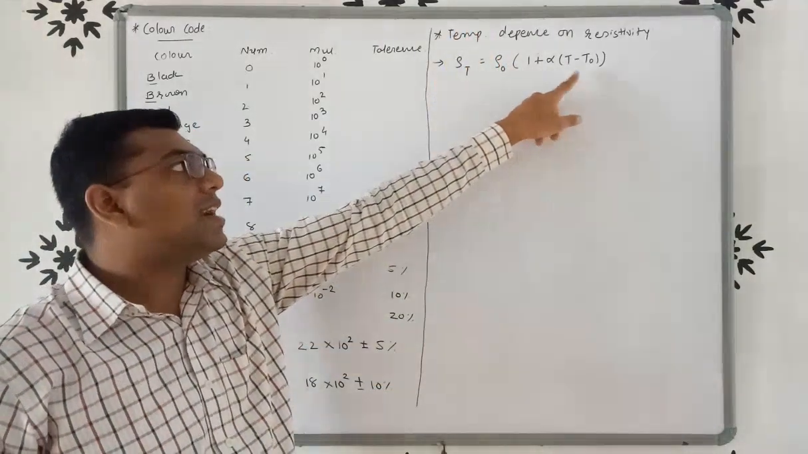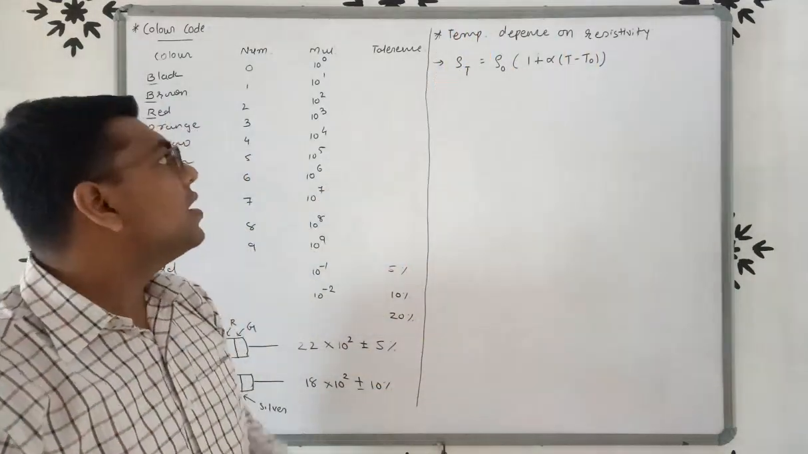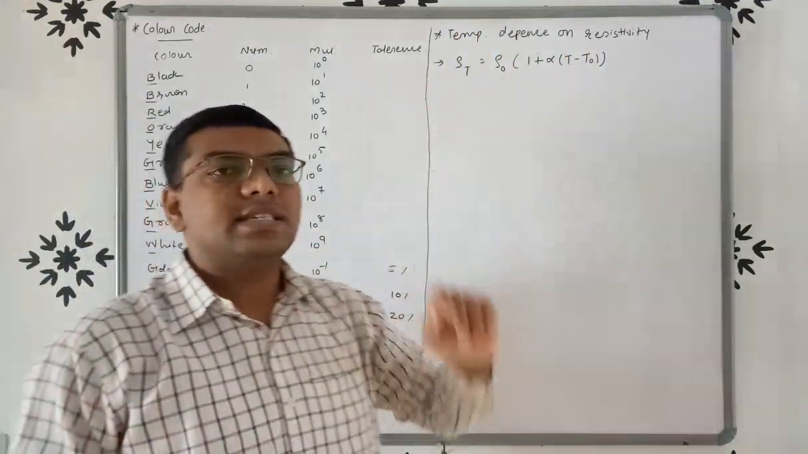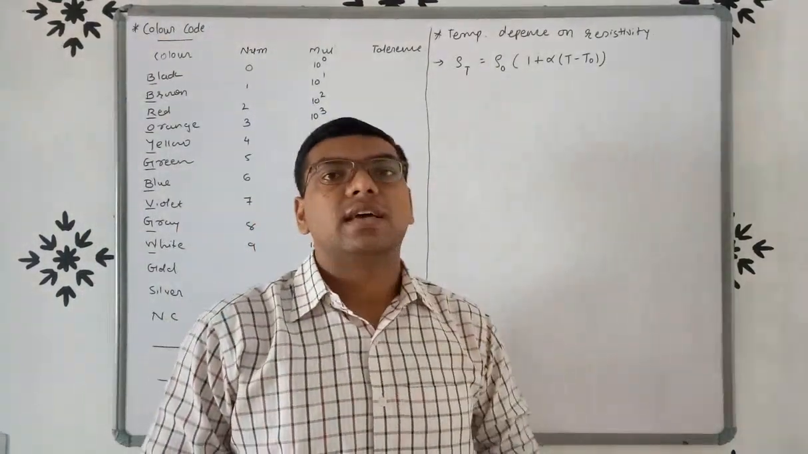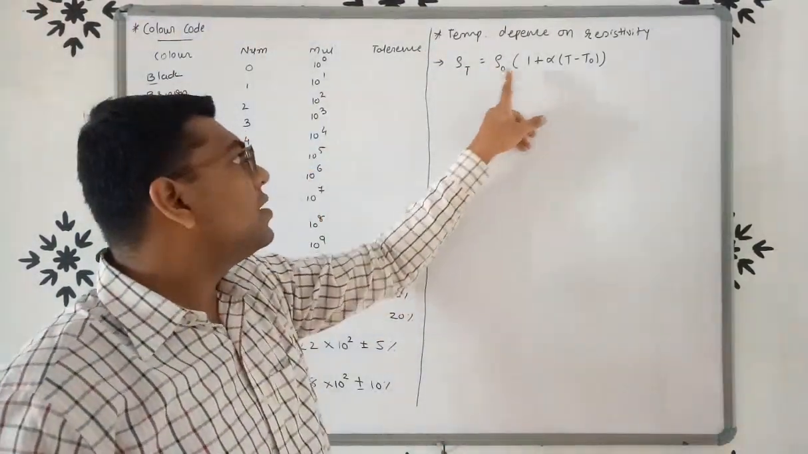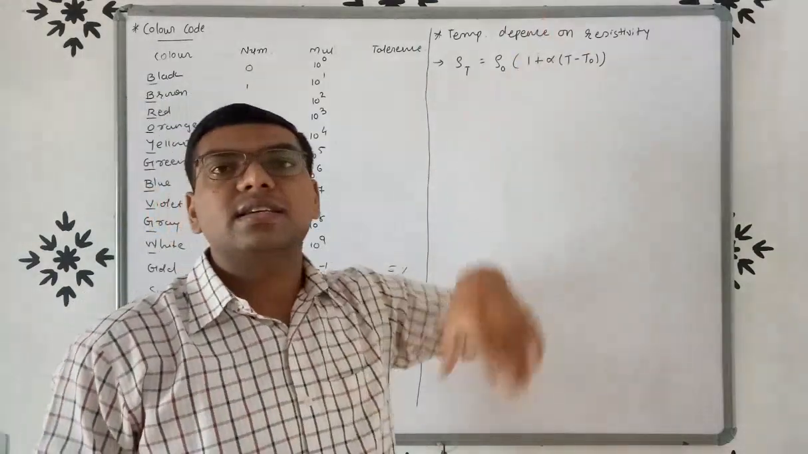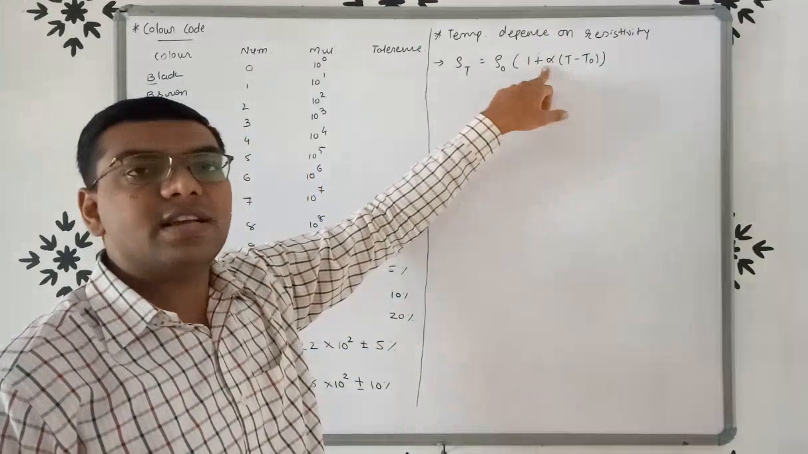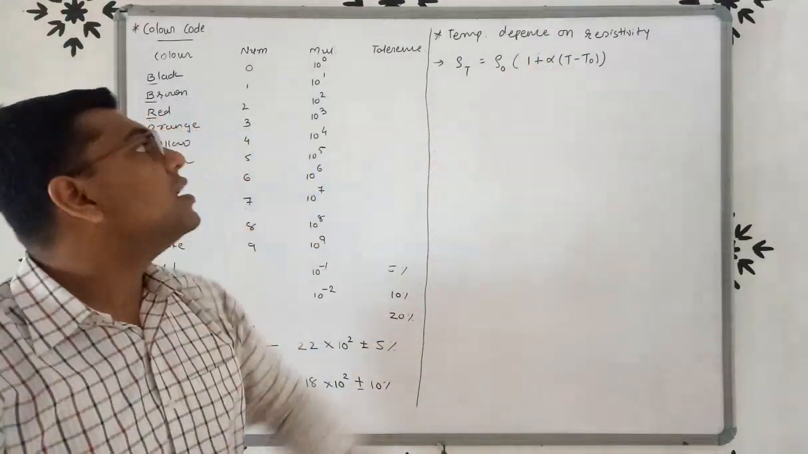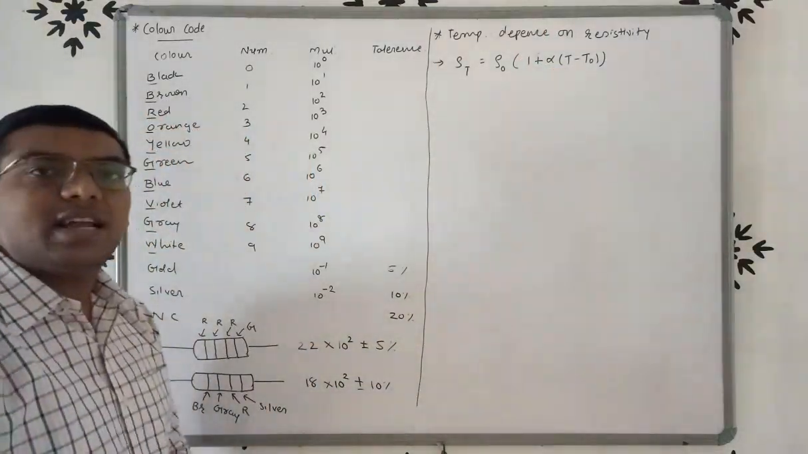where rho t is the resistivity at temperature T, rho 0 is the resistivity at room temperature, alpha is the temperature coefficient, right? So alpha is a constant and T and T0 are the temperatures, right?